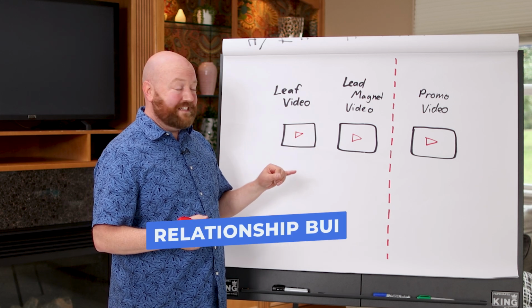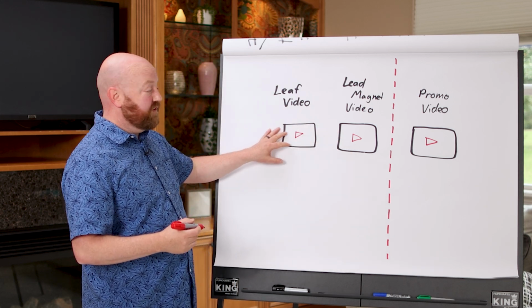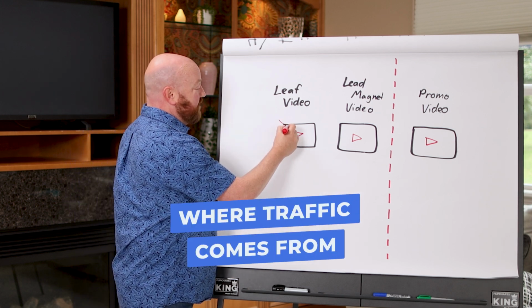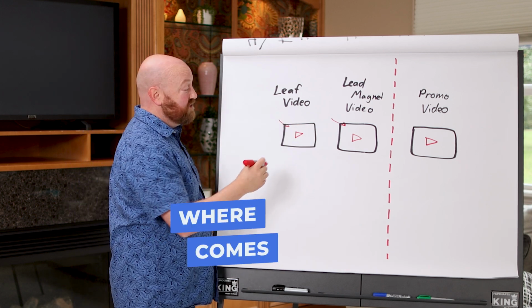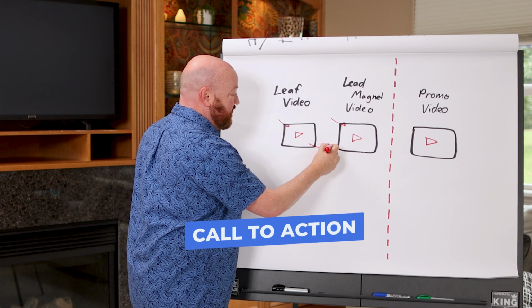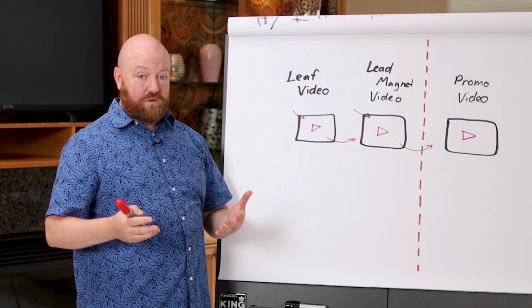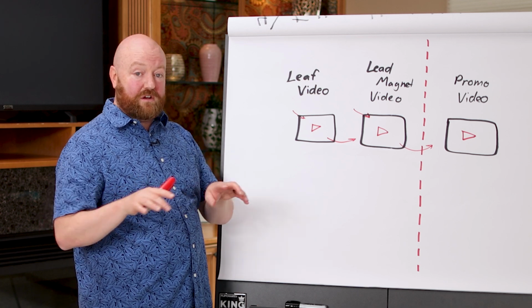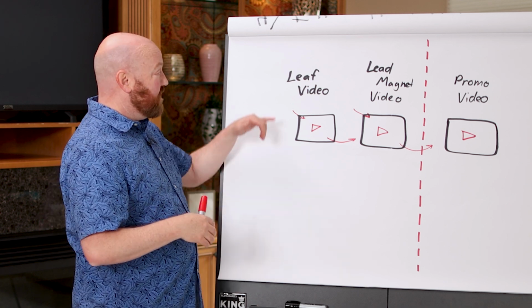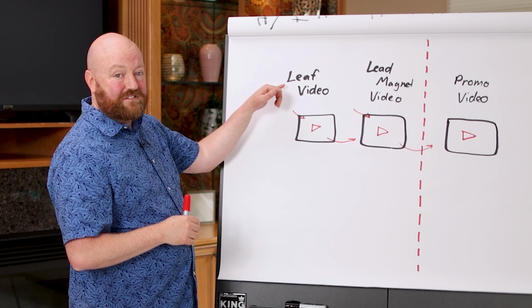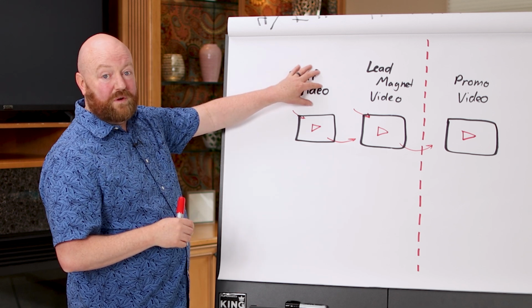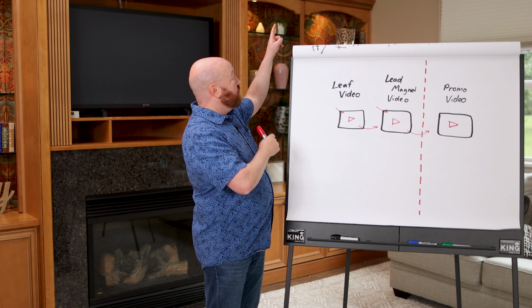There's 2 main differences to these videos. One is where traffic comes from. The other is the call to action. Where do you send them? So for a leaf video, these are people who've never heard of you before. They go to Google, they go to YouTube, and they type in a question. I have other episodes where I talk about my tree analogy and my leaf strategy, so you'll know what a leaf video is by watching that episode. I'll link to it right up here.